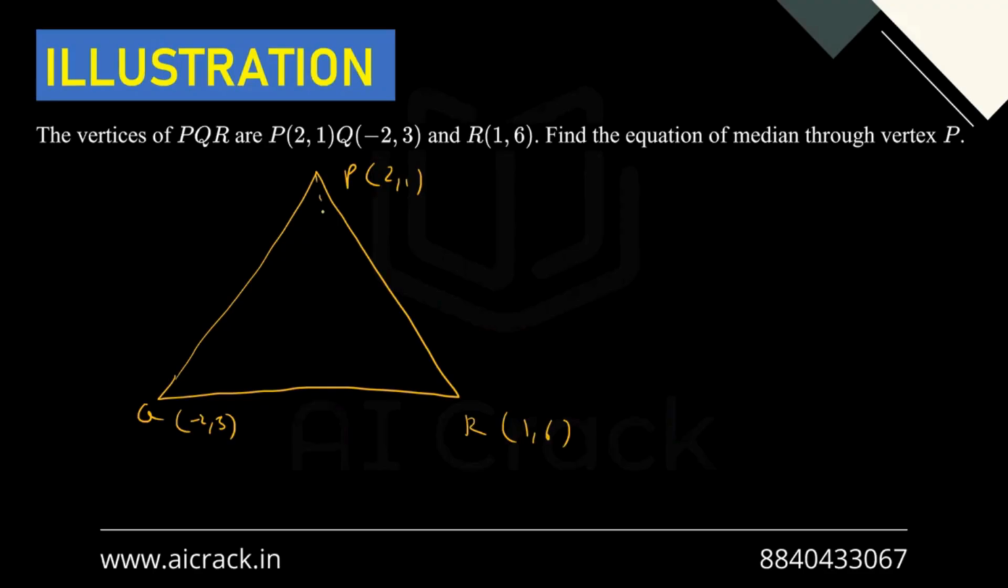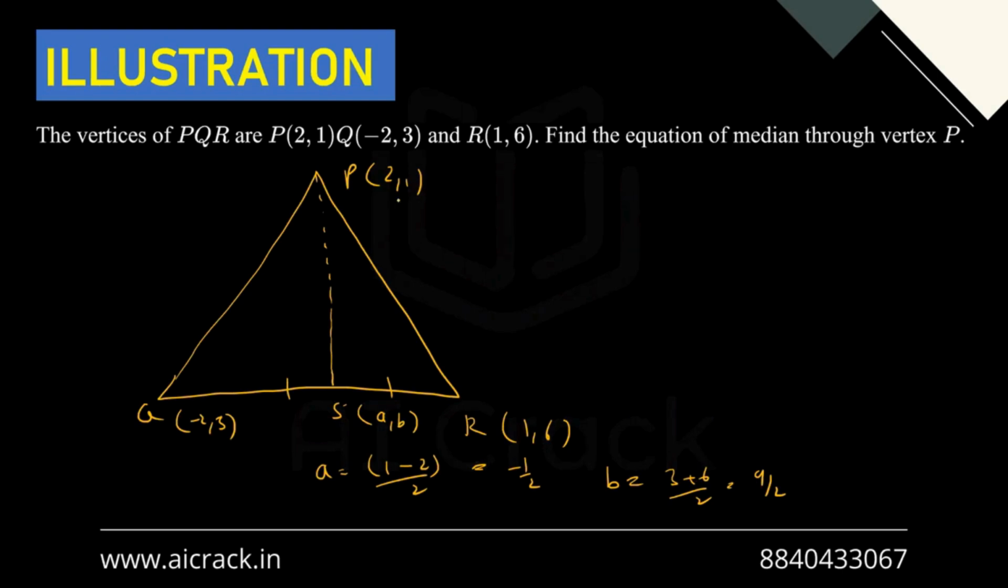Now we have to drop a median from here. And what does the median do? It divides the opposite side into equal parts. So let's say this is S, and it has the coordinates (A, B). Now we know that A equals (1 minus 2) divided by 2, basically the midpoint theorem, right? That would give me minus half. And similarly, B would be (3 plus 6) by 2, that would be 9 by 2. So we have got the coordinates of A and B.